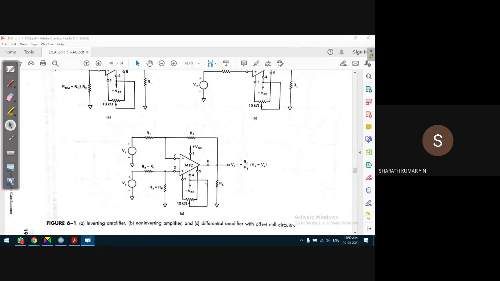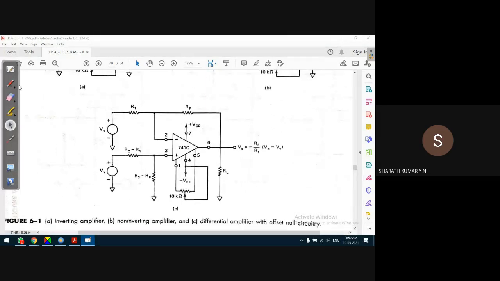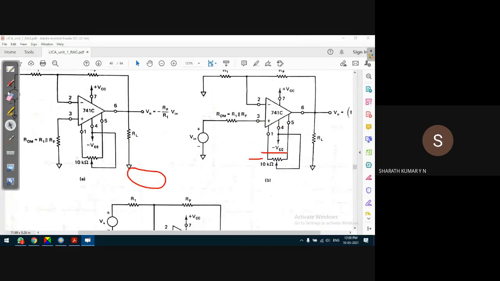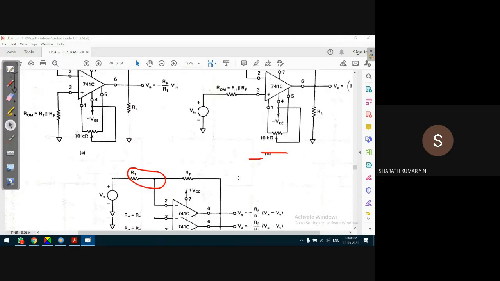Observe this circuit, Vx and Vy. It's an inverting amplifier, so the gain is minus Rf by R1. This we know, the gain of a closed loop inverting amplifier. So the voltage gain is Vx minus Vy. So what is this resistance R3? Why is it required? Because we don't find this resistance in the inverting amplifier circuit. It's not there. So what is that R3? Let us understand that.